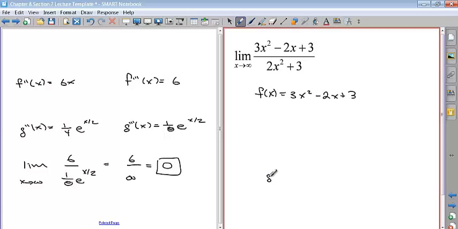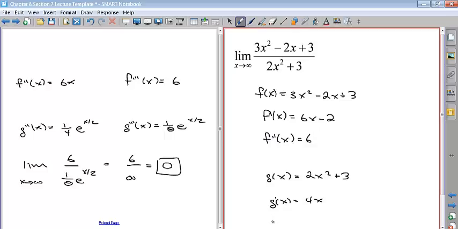And I'm going to put g of x down here. So f prime of x is 6x minus 2. G prime of x is 4x. So again, if I took the ratio of this to this, I'd still have infinity over infinity, so you have to do it twice. So the second derivative is going to be 6, and the second derivative here is going to be 4.